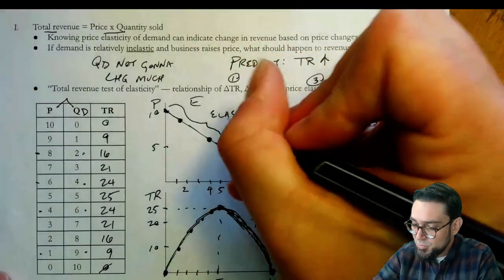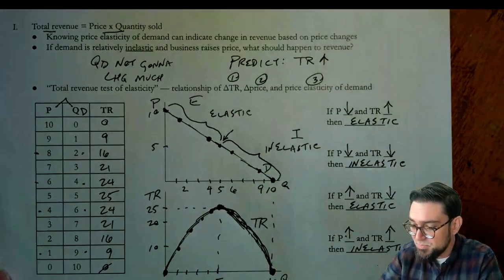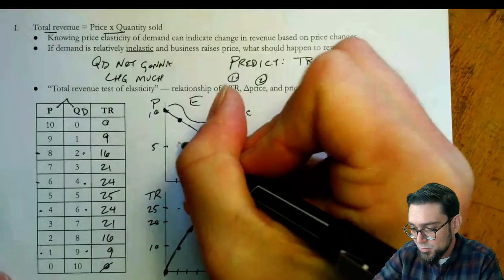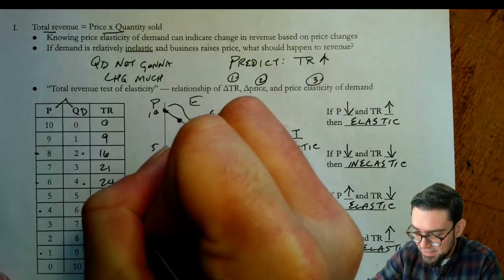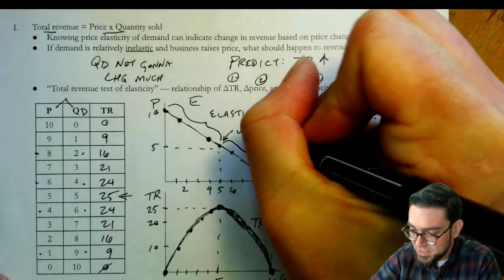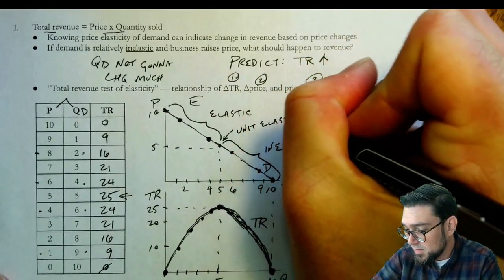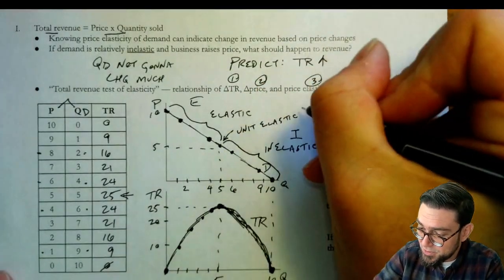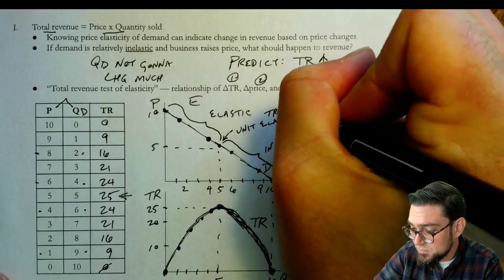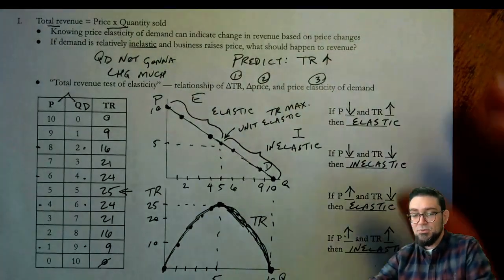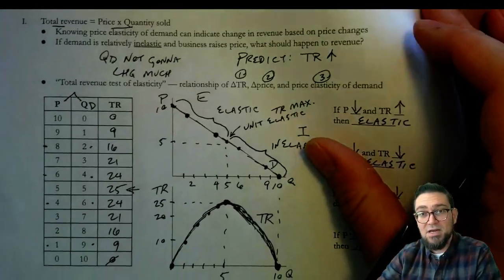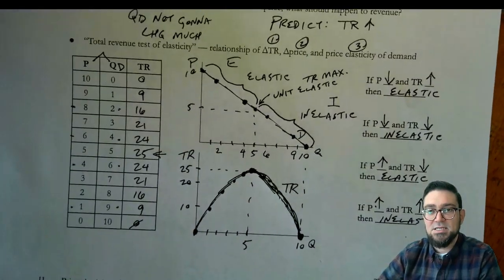Now, there is one point that we didn't talk about, and that's this midpoint where it's 5, where total revenue is maximized. That point right there is the unit elastic point on the demand curve. A way to think about the unit elastic point is that's where total revenue is maximized. We're going to come back later and talk about why you would want to revenue maximize versus profit maximize. All that stuff comes later.